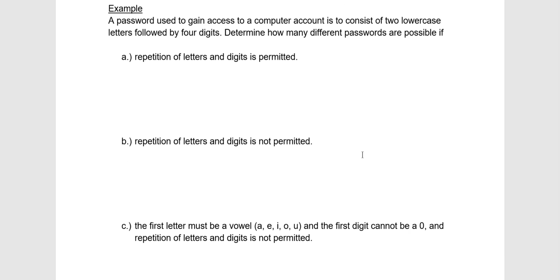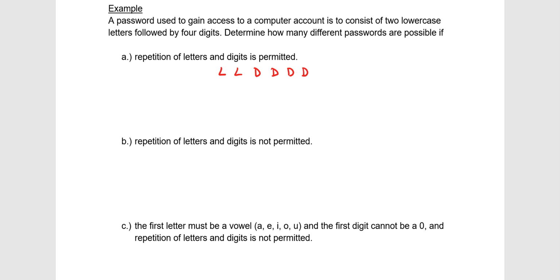So the first example, a password used to gain access to a computer account is to consist of 2 lowercase letters followed by 4 digits. To determine how many different passwords are possible, the first one says the repetition of letters and digits is permitted. So we have 2 letters followed by 4 digits. I just put LL for letter and then DDDD for digit. So we have repetition is permitted.